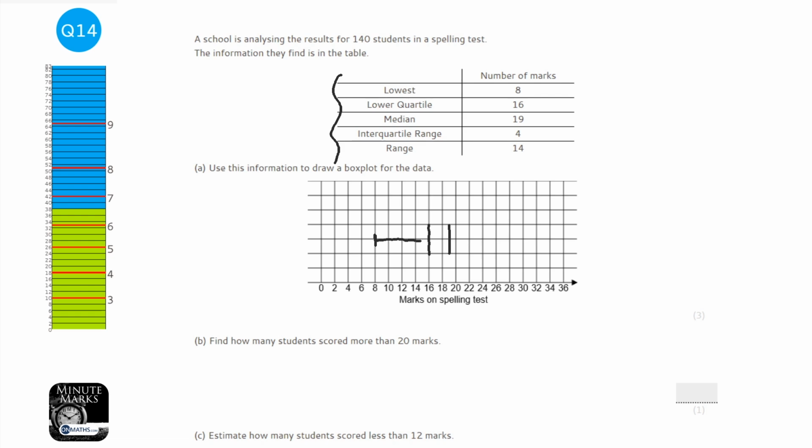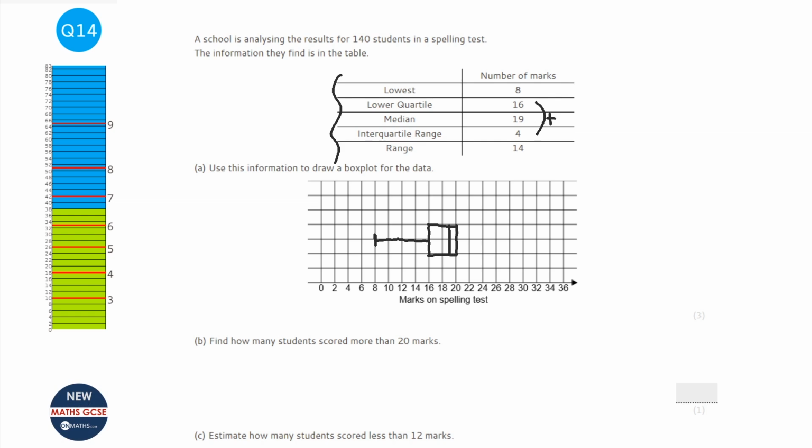So to work those out, I'm given the interquartile range is 4. Well, the interquartile range is the distance between the lower quartile and the upper quartile. And if the lower quartile is 16, then the interquartile range will tell us that the upper quartile has to be 20, because we just add that on. So it's going to be here. So I'm going to do my box.